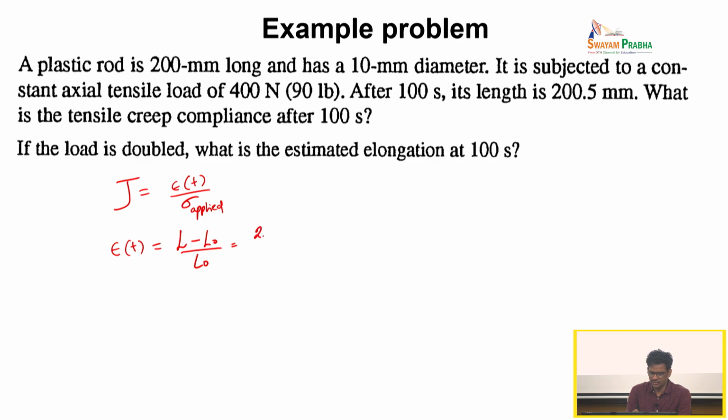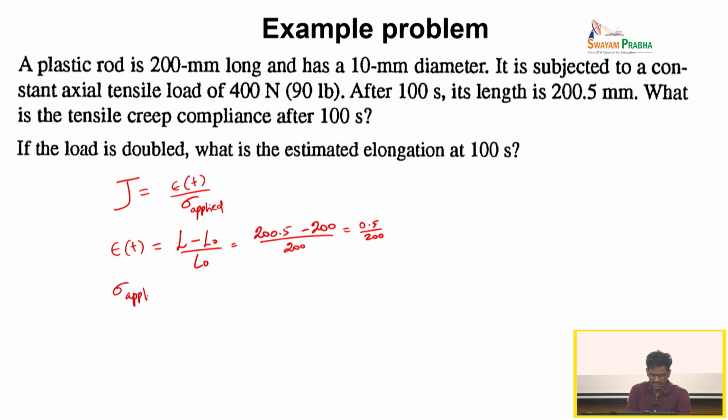So, what is L? That is 200.5 minus L naught, which is 200, divided by 200, right. So basically it is 0.5 by 200. This is a dimensionless quantity, right. And so then we need this sigma applied.